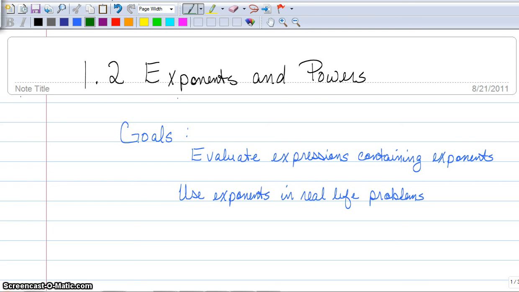This is section 1.2, Exponents and Powers. So our goals for this lesson, I want you to be able to evaluate expressions that contain exponents, and I also want you to be able to use exponents in real life problems.